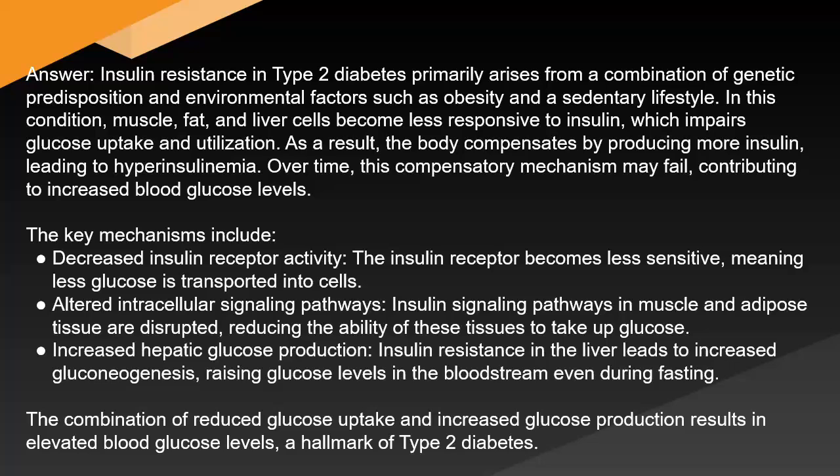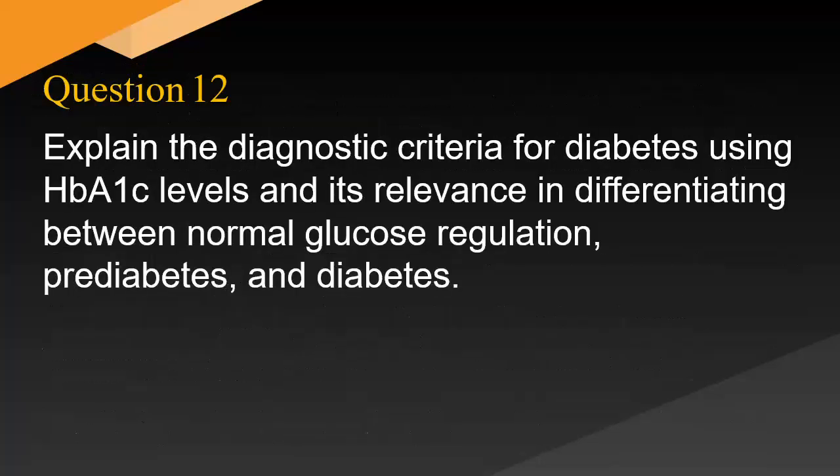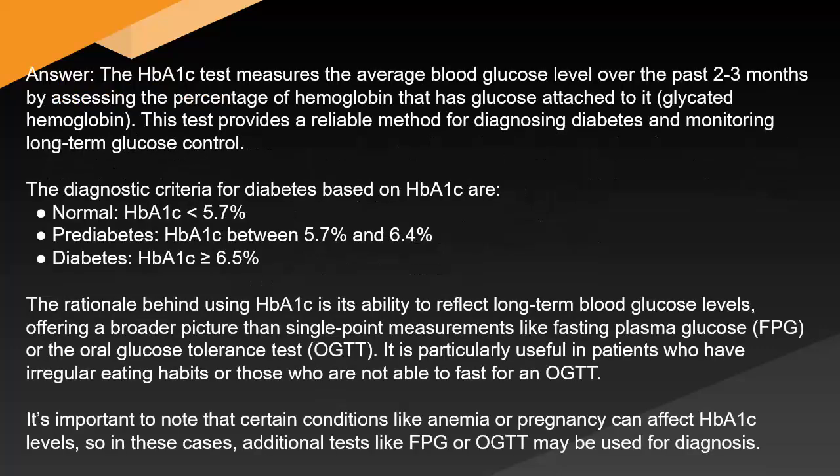Explain the diagnostic criteria for diabetes using HbA1c levels and its relevance in differentiating between normal glucose regulation, prediabetes, and diabetes. Answer: the HbA1c test measures the average blood glucose level over the past 2-3 months by assessing the percentage of hemoglobin that has glucose attached to it, glycated hemoglobin. This test provides a reliable method for diagnosing diabetes and monitoring long-term glucose control. The diagnostic criteria for diabetes based on HbA1c are: normal below 5.7%, prediabetes 5.7% to 6.4%, and diabetes 6.5% or higher.